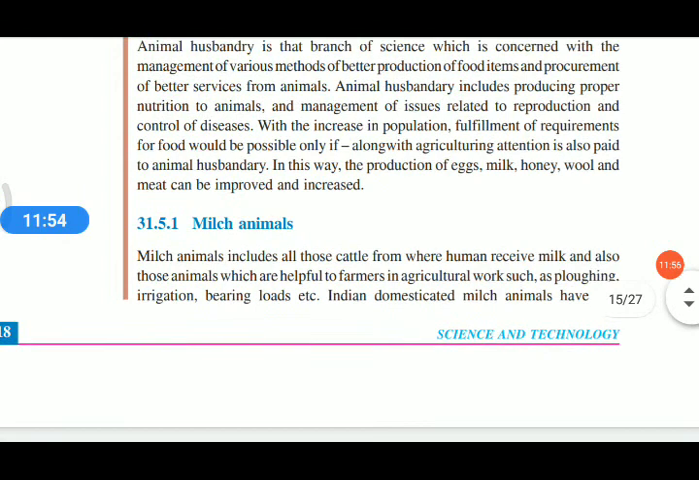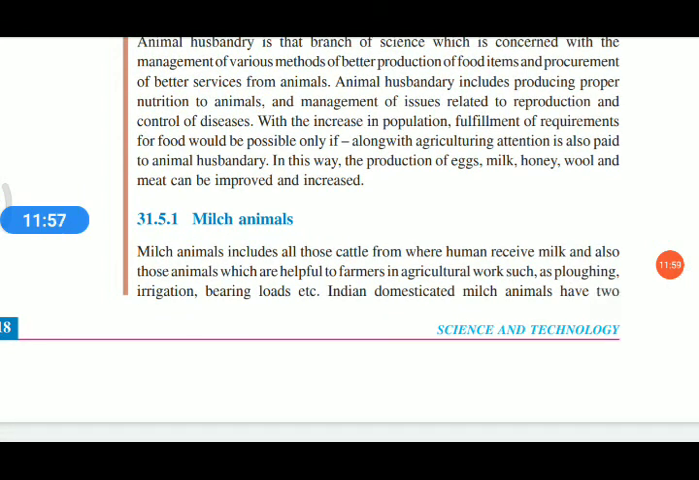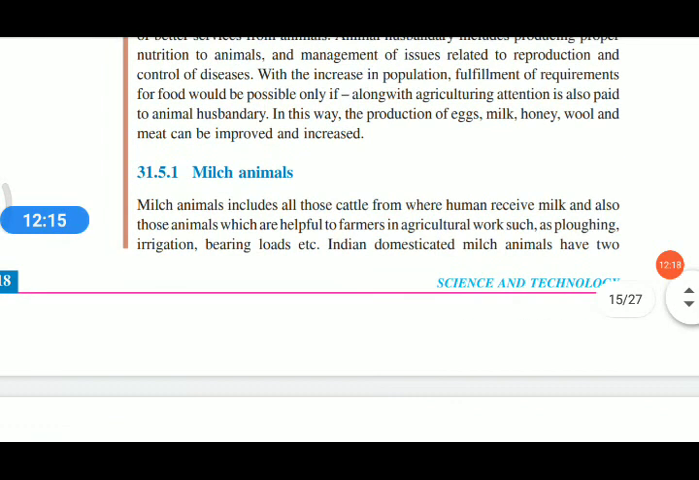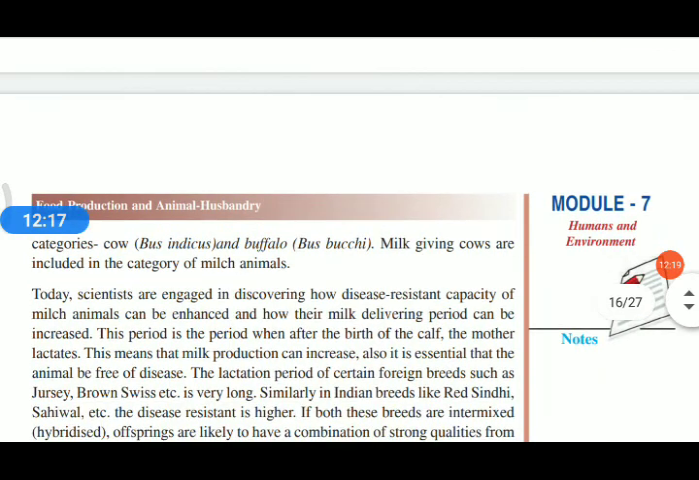Milch animals. Milch animals include all those cattle from which humans receive milk, and also those animals which are helpful to farmers in agricultural work such as ploughing, irrigation, bearing loads, etc. Indian domestic milch animals have two categories, cow and buffalo. Milk-giving cows are included in the category of milch animals.